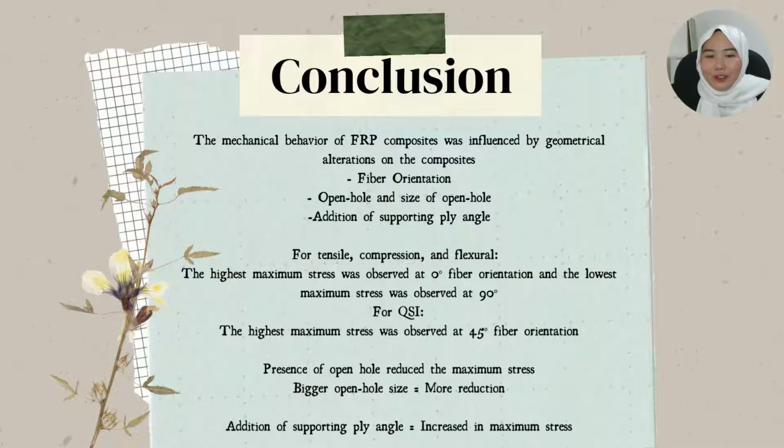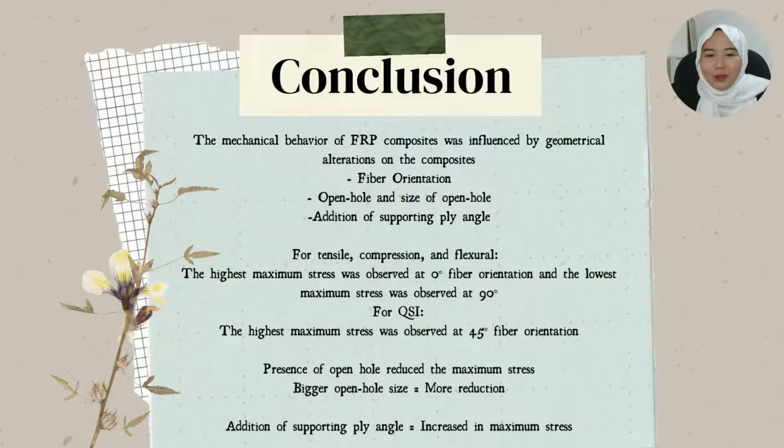It was found that 0-degree fiber orientation exhibits its highest maximum stress under tensile, compression, and flexural load owing to the presence of more fiber to carry the load. Meanwhile, the highest maximum QSI stress can be found at 45-degree fiber orientation, where both fibers and matrix resist the shear-induced damage from the load.